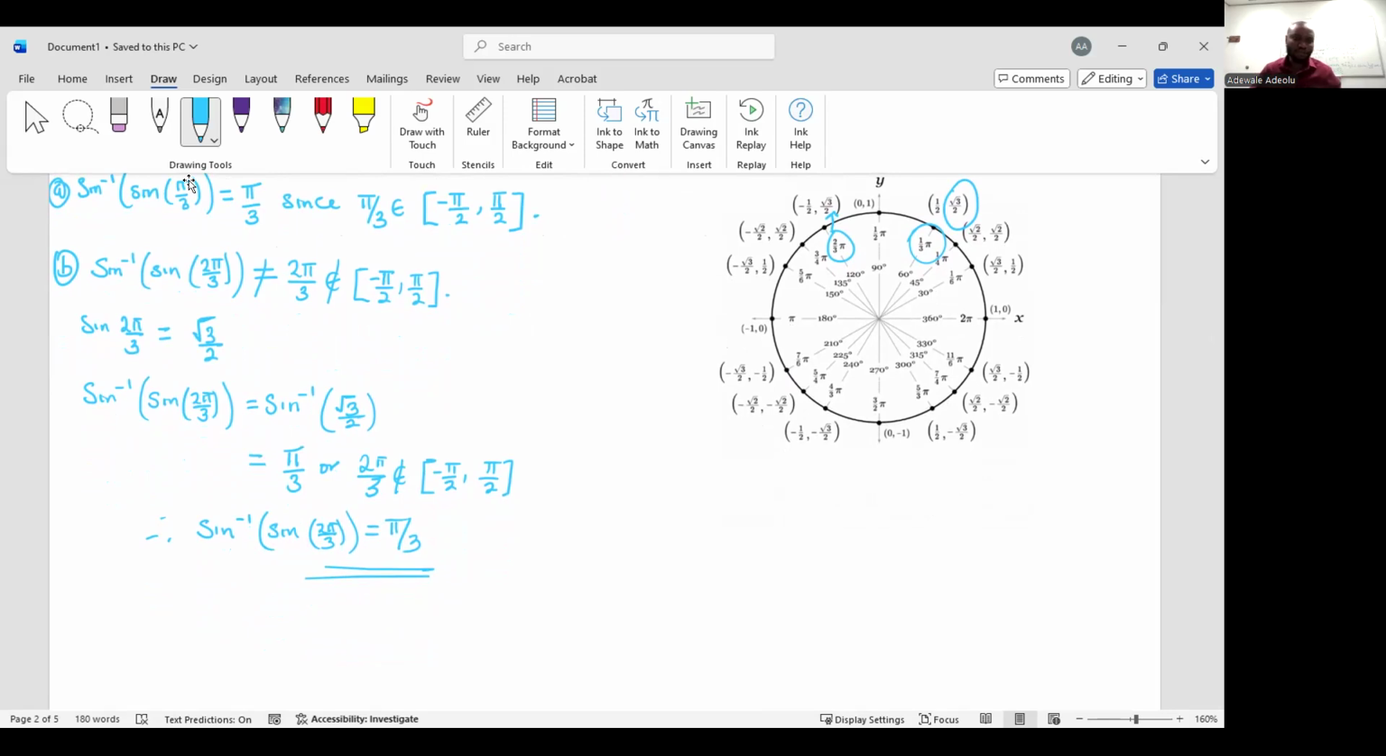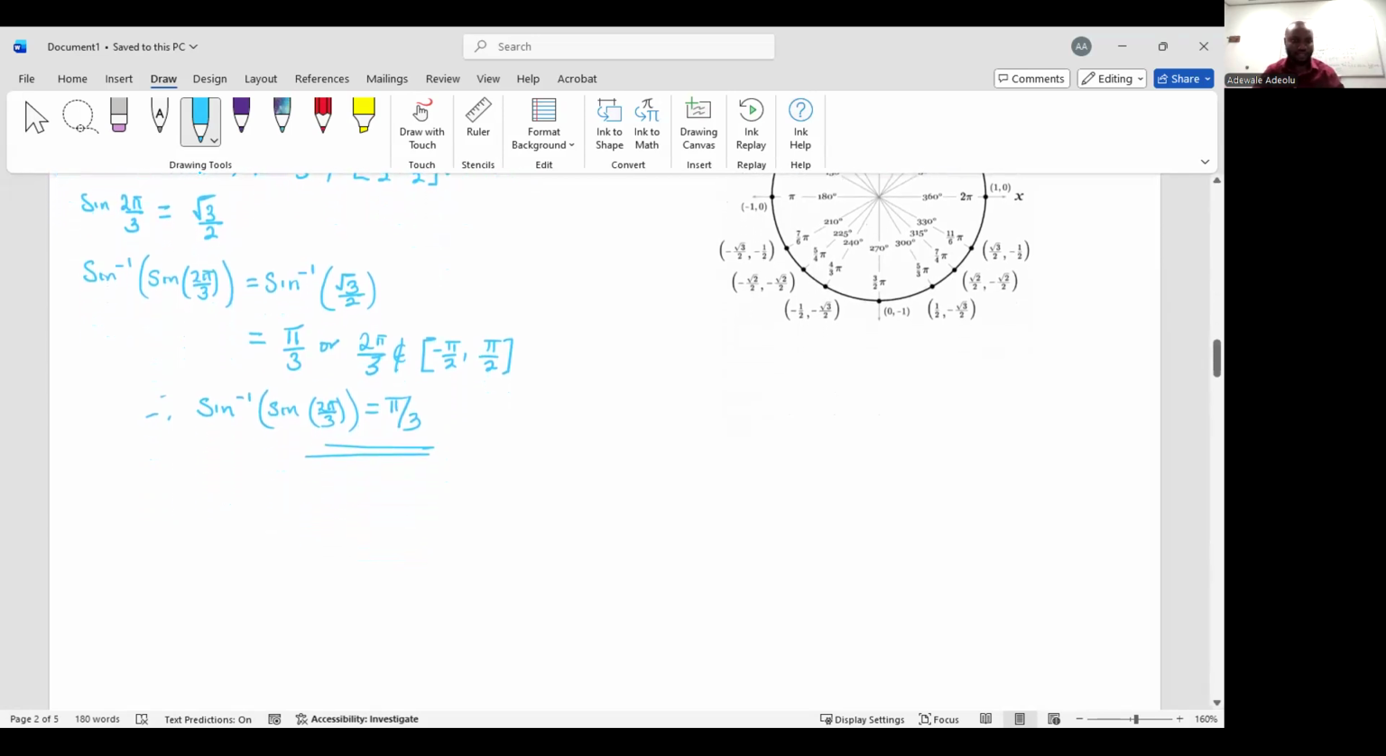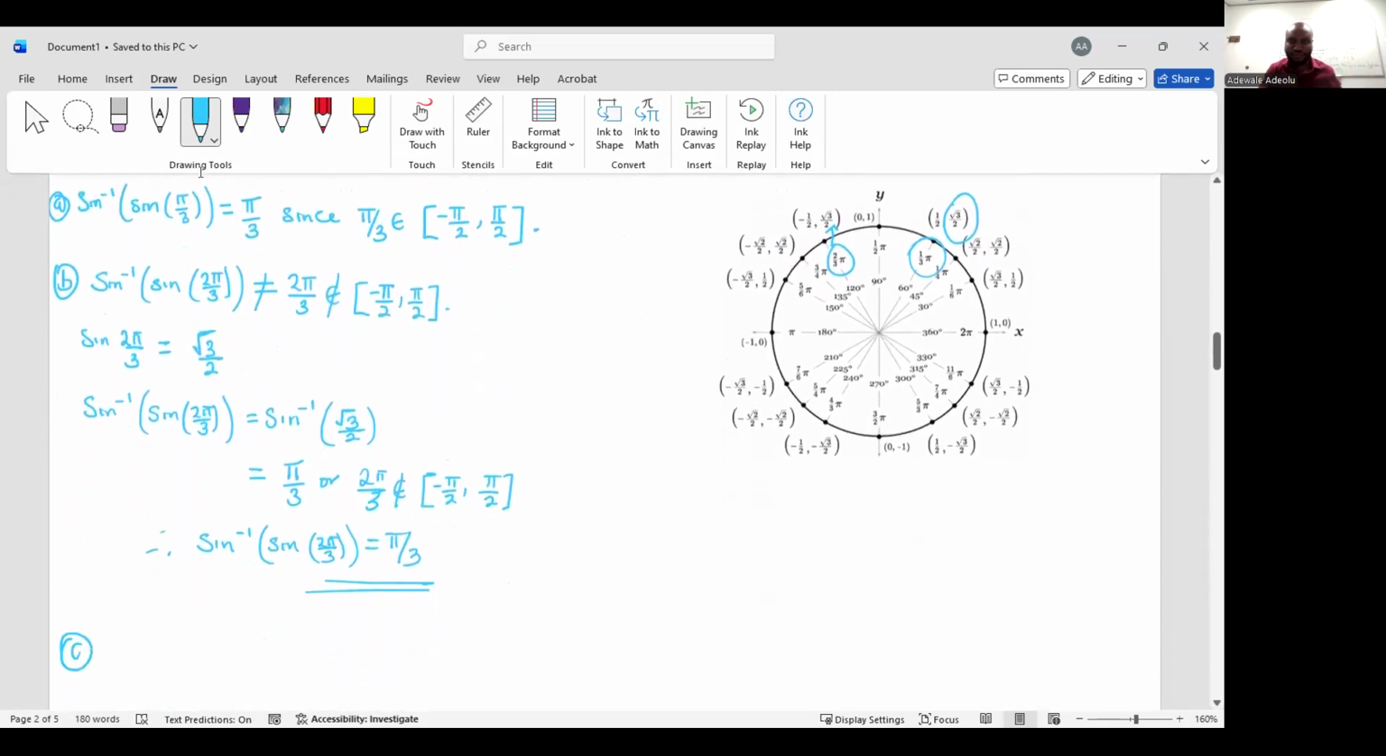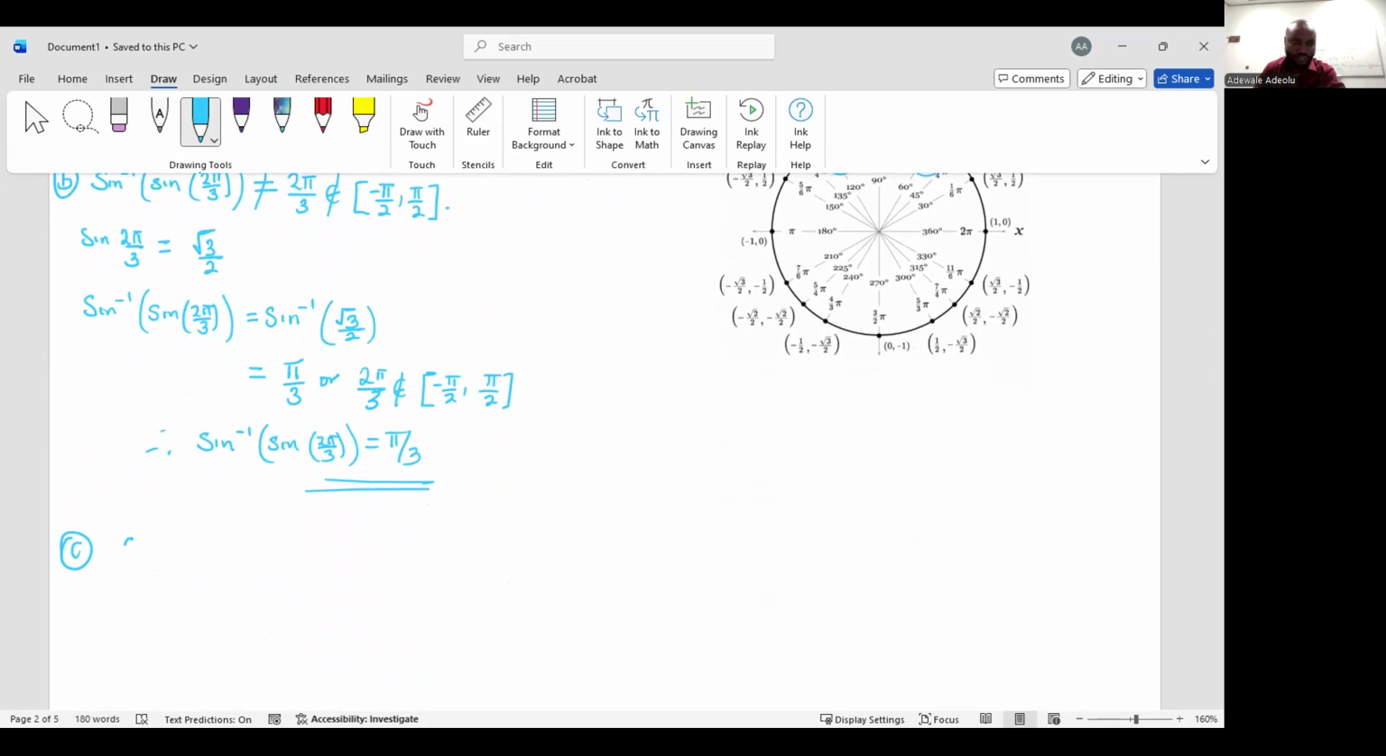You can use different methods to get that angle, but this is one way, which is a very general method. That is why I like sticking to it. So another one, let us see: cosine inverse of cosine of 2 pi over 3. Okay, in this case, let us see.